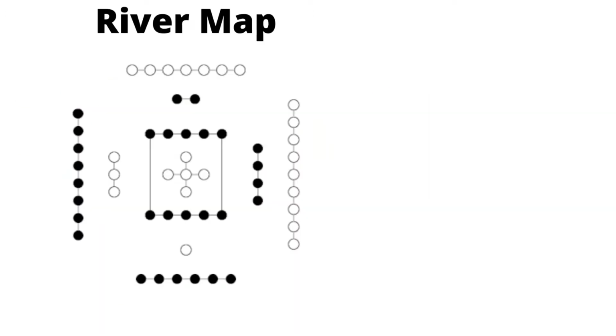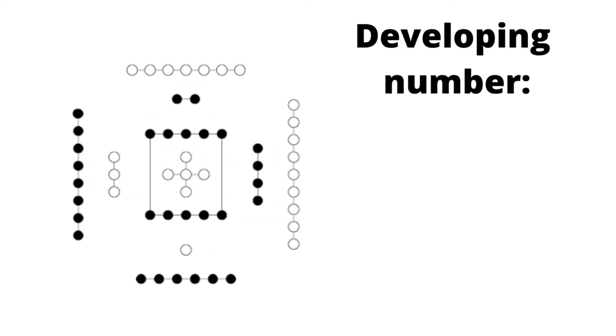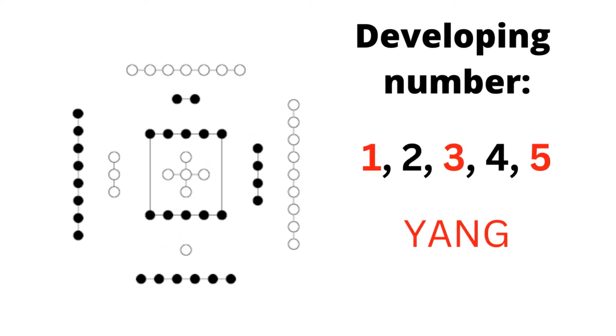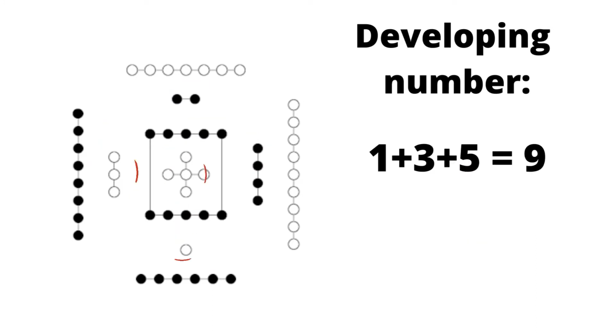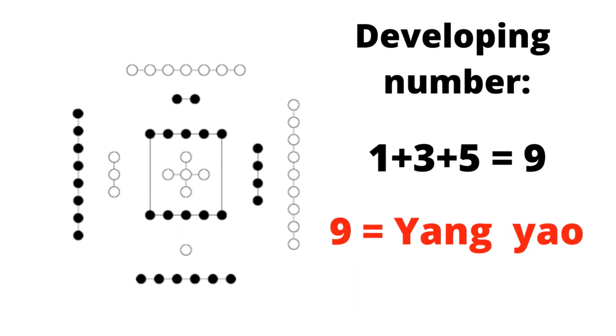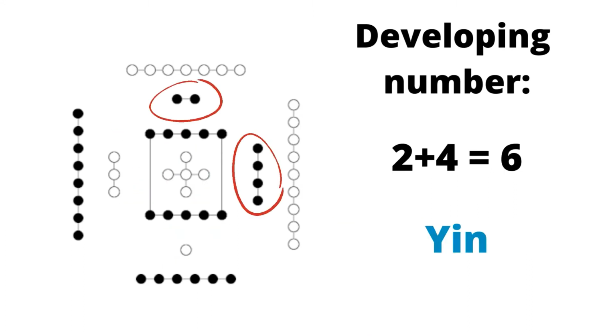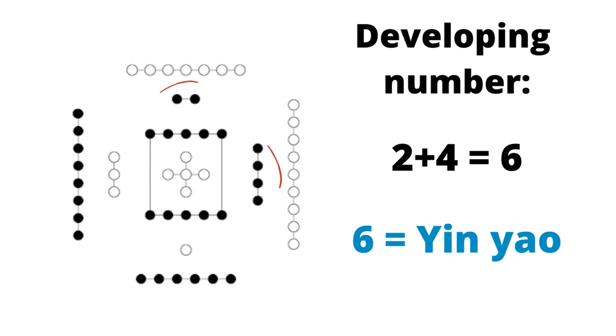Why? Flash back to the river map, the numbering system that the entire Book of Change is based on. Still remember what the developing numbers are? They are 1 to 5. Odd numbers represent yang, even numbers represent yin. 1 plus 3 plus 5 equals 9. Thus, 9 represents yang yao. 2 plus 4 equals 6. Thus, 6 represents yin yao.